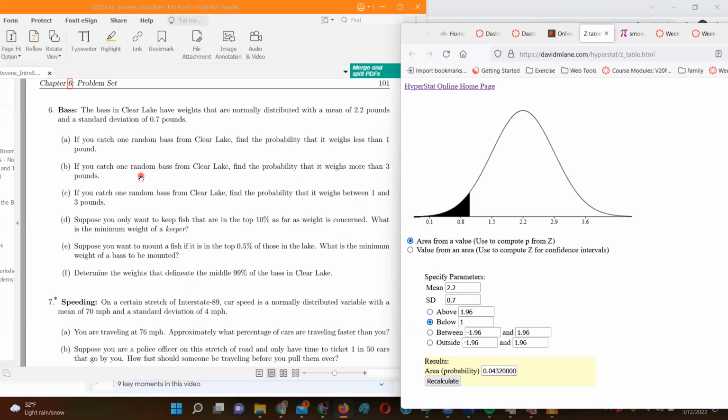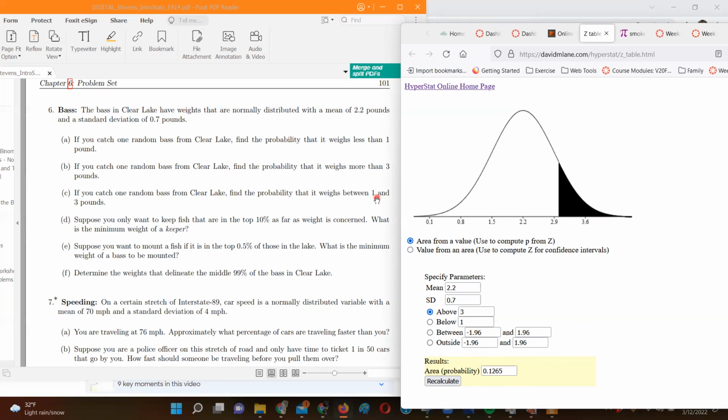And then B, what's the probability that I'm going to find a fish that weighs more than 3 pounds? Same mean, same standard deviation, but I want to go above 3, more than 3 pounds, and that's that probability. Nice thing with this calculator, it automatically updates. I'm going to show you some others that don't. Last week when we did the binomial distributions, that stat check one, you need to click calculate in order for it to update.